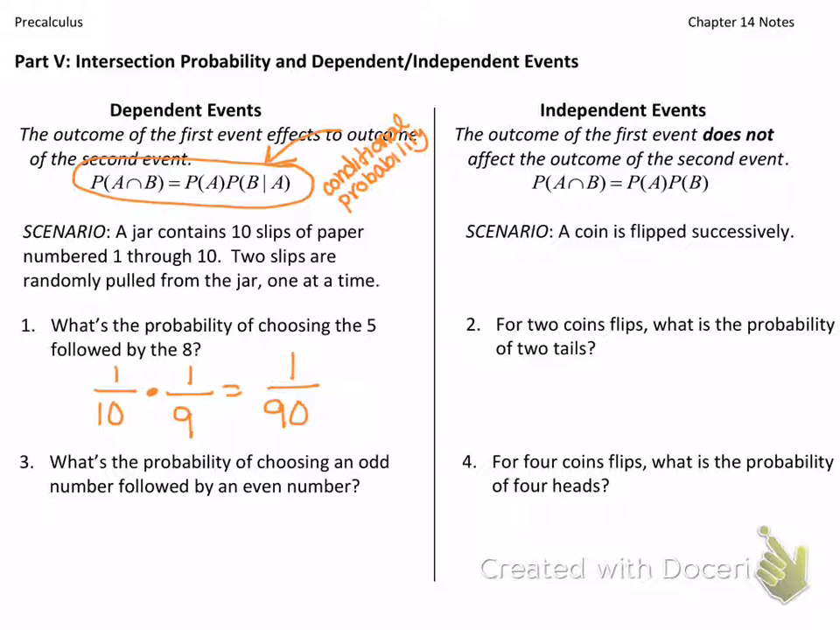Okay, so what's the probability of an odd followed by an even? Well, there are 5 odd numbers from 1 through 10, out of 10, and then followed by an even. There are 5 even ones, but we still have 9 left because we chose an odd first. So this gives us 25 over 90, which simplifies into 5 over 18.